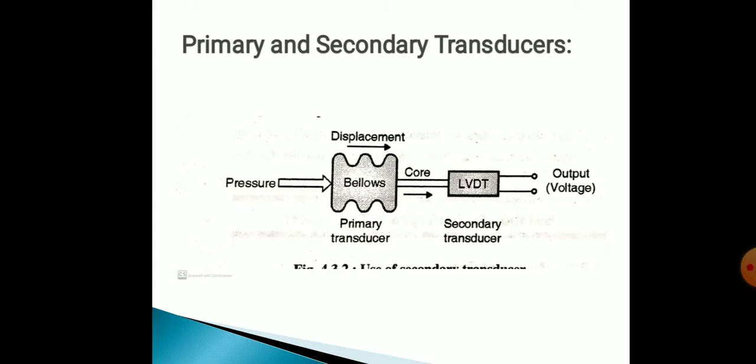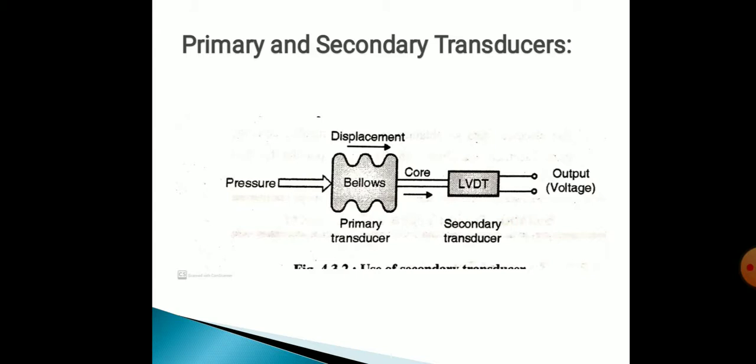When the input signal is directly sensed by the transducer and converted into an appropriate signal directly, then such a transducer is called a primary transducer. For example, a thermistor used for temperature measurement. When temperature variation occurs, the resistance of the thermistor also varies. Thus, temperature can be measured in terms of resistance.